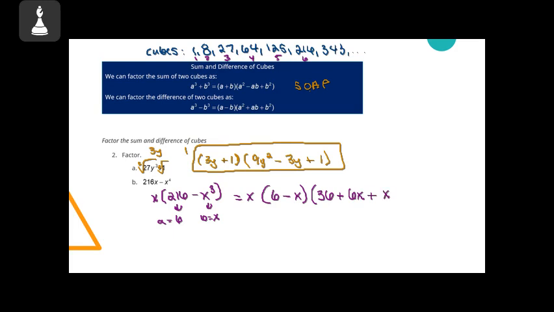So as long as you can figure out what the cubes are, the cube roots, you can then follow the formula. And again, for any quiz or homework in here, you don't have to have these memorized. You'll be able to have the formulas in front of you.